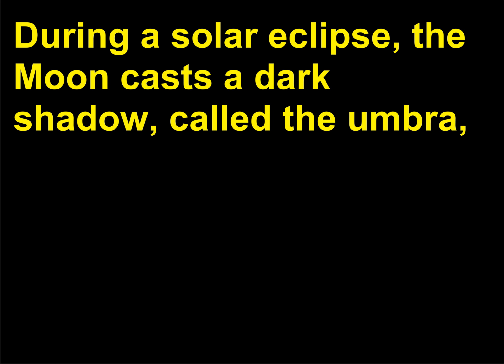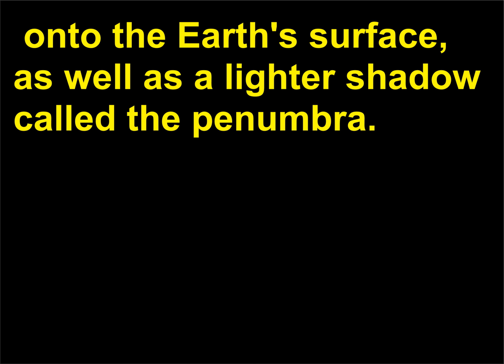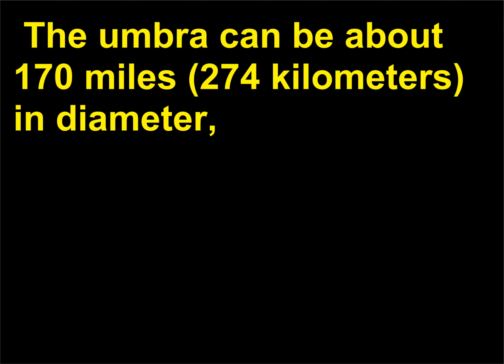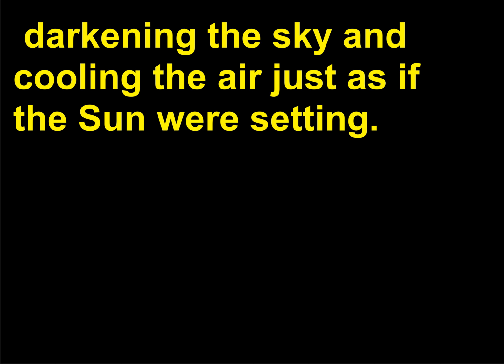During a solar eclipse, the moon casts a dark shadow, called the umbra, onto the Earth's surface, as well as a lighter shadow called the penumbra. The umbra can be about 170 miles, 274 kilometers, in diameter, darkening the sky and cooling the air just as if the sun were setting.